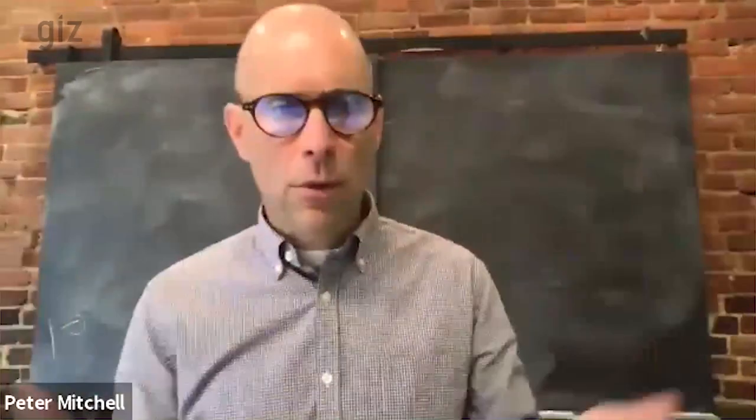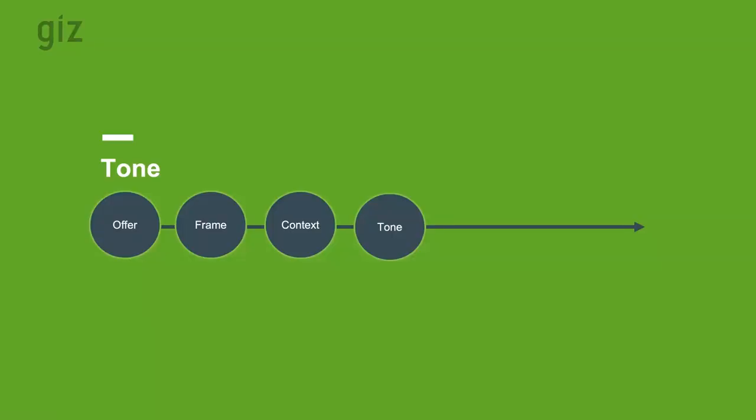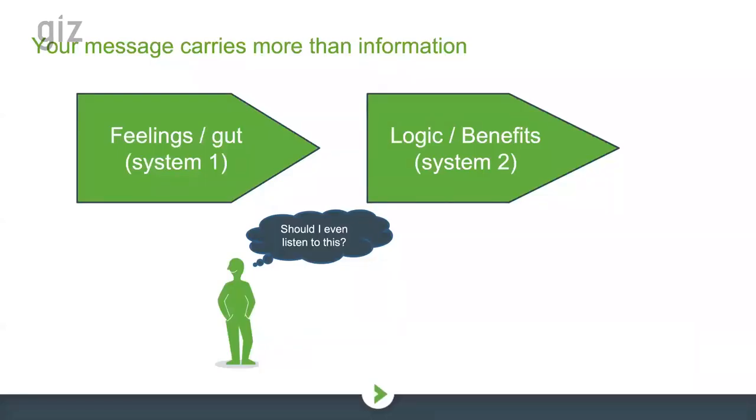So now we've talked about the offer, the frame, how you're going to frame it, the context in which it happens. Now I want to talk a little bit about the tone of the message. So this idea is that your message carries more than information. We have a lot of attention on what benefits we are offering or what's the logic behind it. But we forget about people's feelings and emotion. And if you look at commercial marketing, it's very much anchored in feelings and emotion.